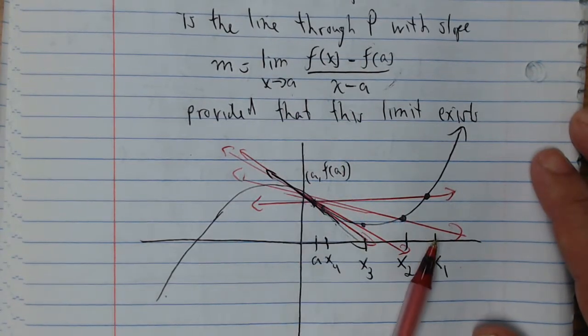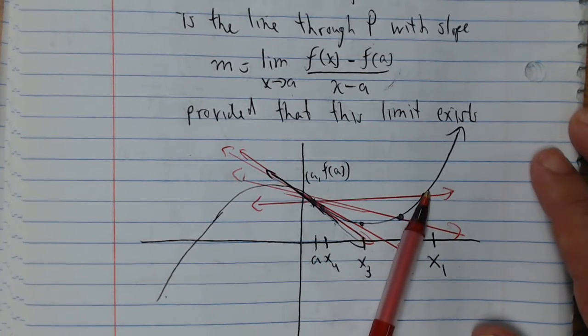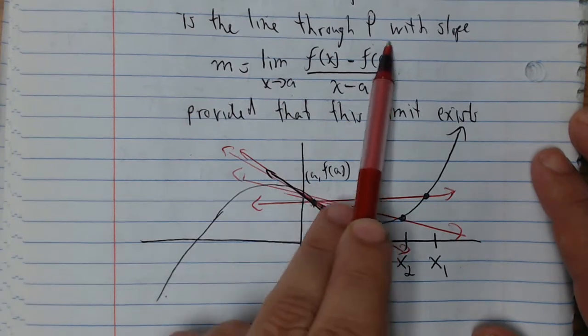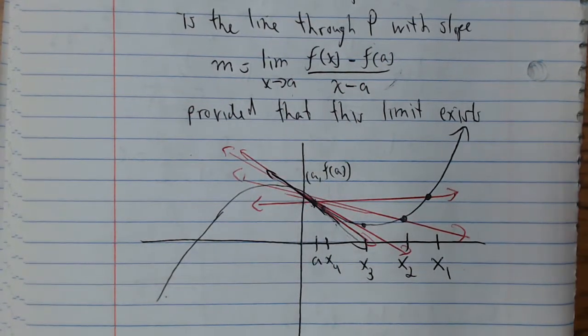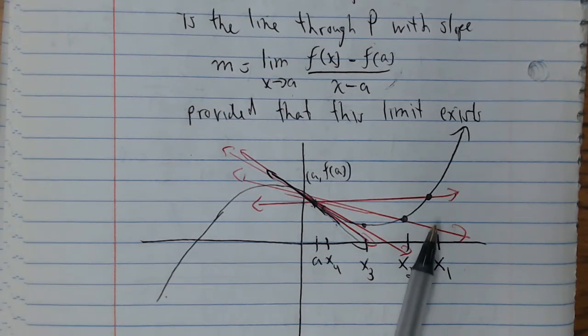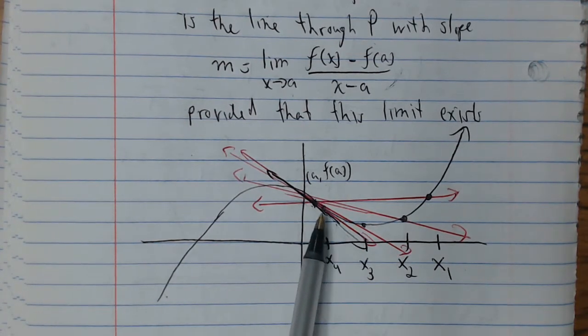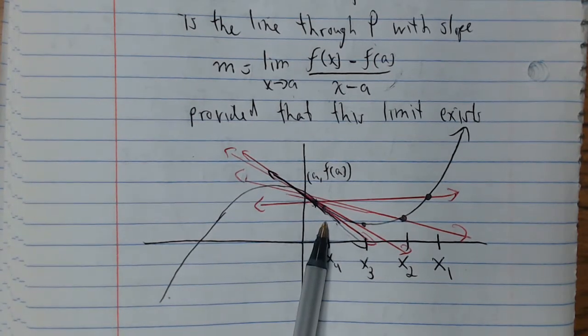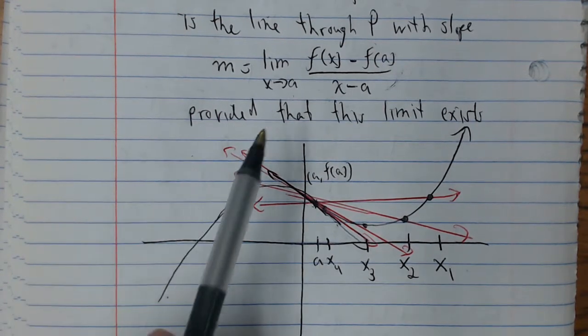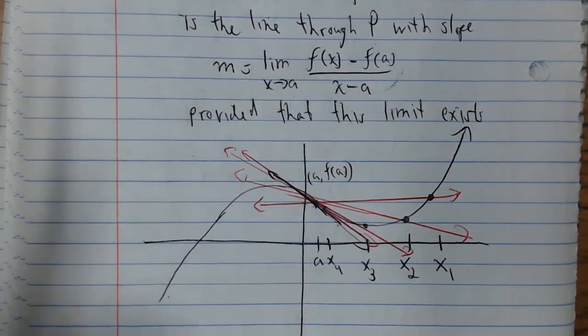It's saying, look, f of x minus f of a is the rise. And then the x minus a is the run. So what's happening here is that as these points get closer and closer to the point of tangency, the slope of the secant gets closer and closer to the slope of the tangent. So in other words, this right here gives us the slope of the tangent.